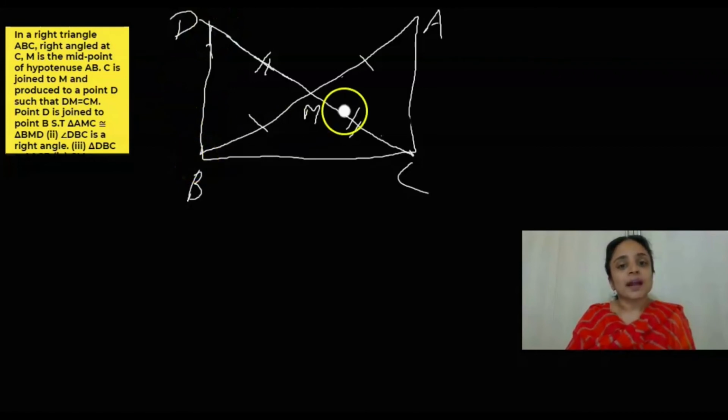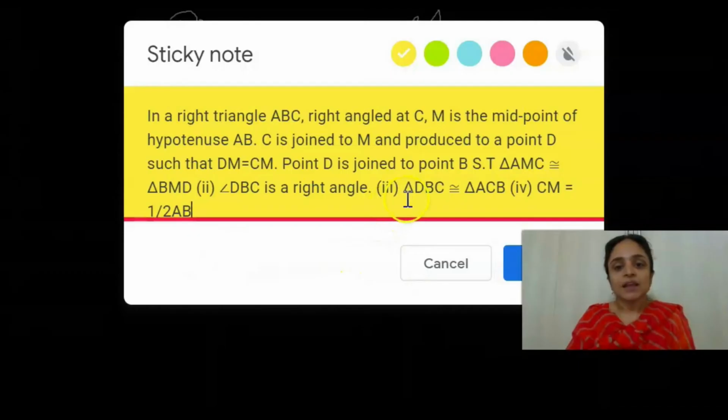Show that triangle AMC is congruent to triangle BMD. The second part is we have to prove that angle DBC is a right angle. Then we have to prove that triangle DBC is congruent to triangle ACB and CM is equal to half of AB.